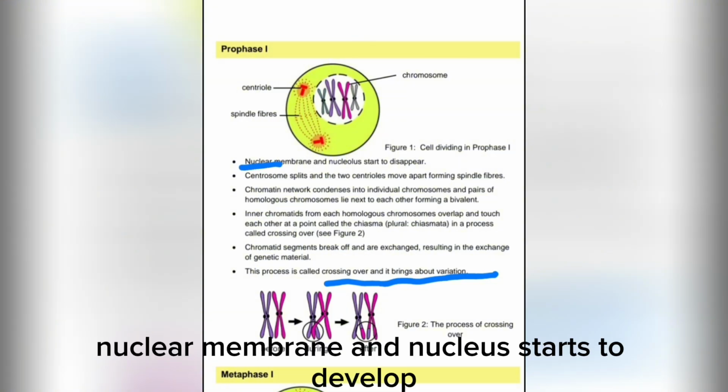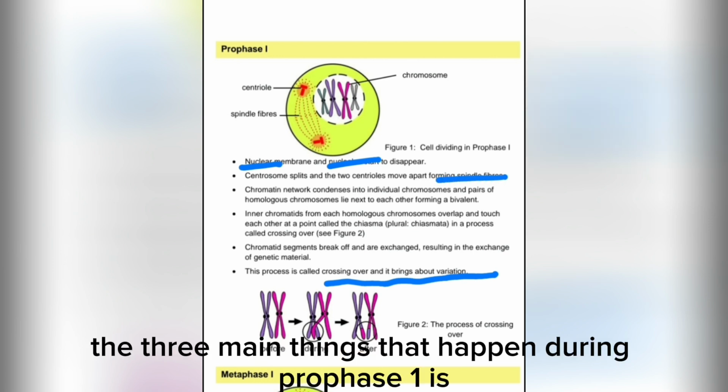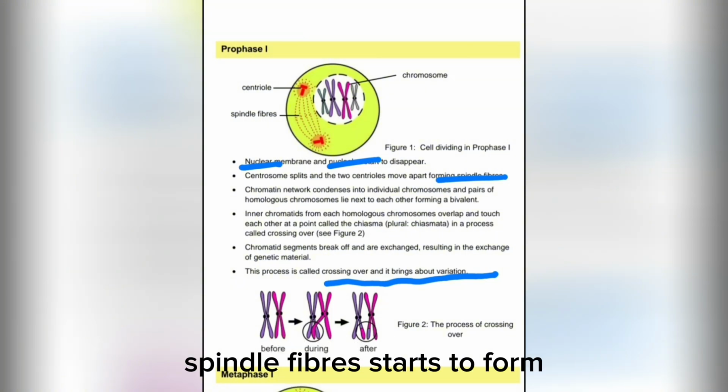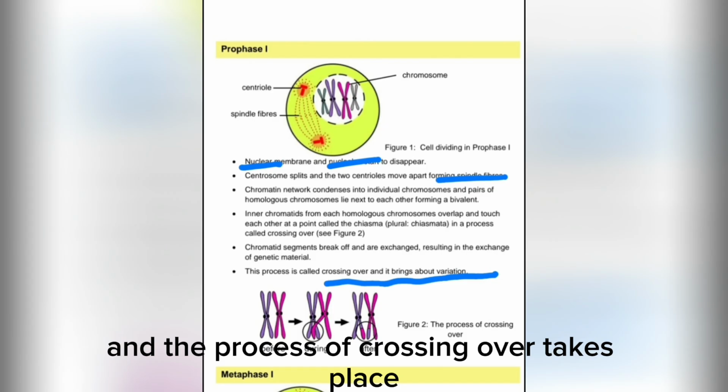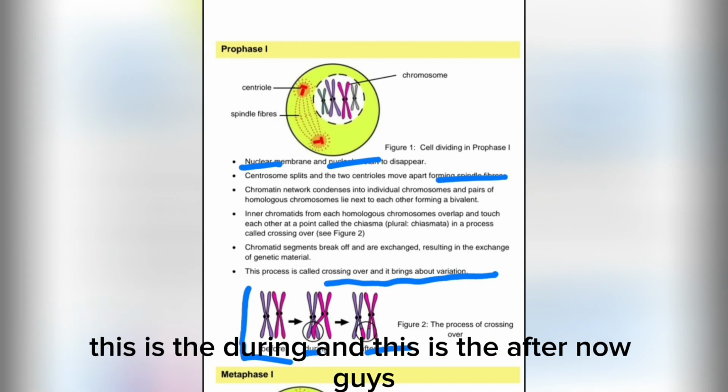the nuclear membrane and nucleus start to disappear, and spindle fibers form. So the three main things that happen during prophase 1 are: the nuclear membrane and nucleus start to disappear, spindle fibers start to form, and the process of crossing over takes place. As you can see here, this is the before, this is the during, and this is the after.